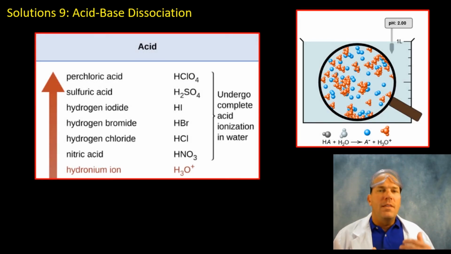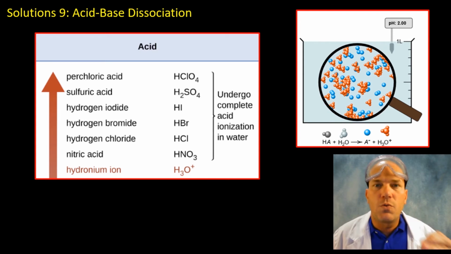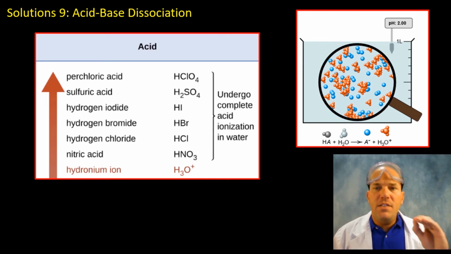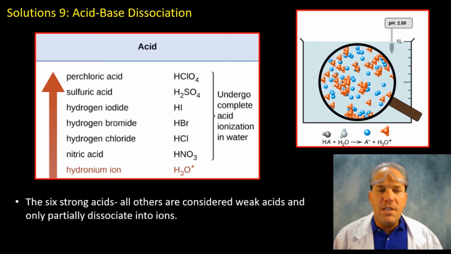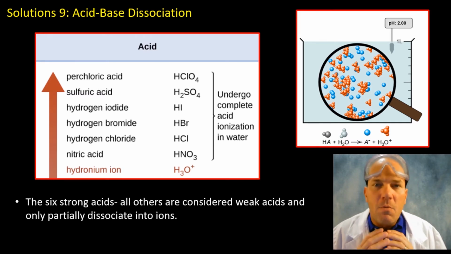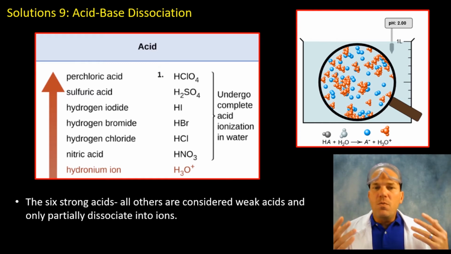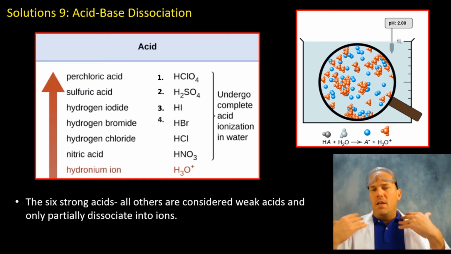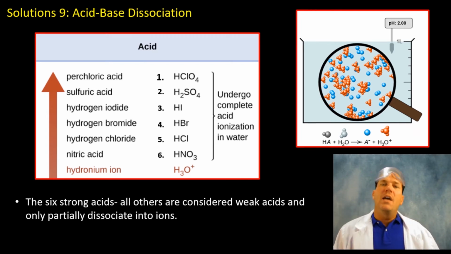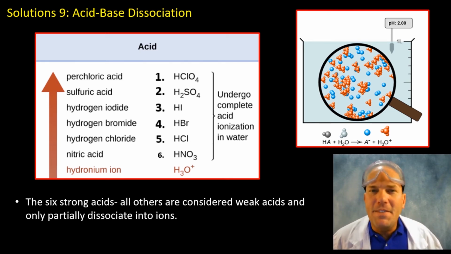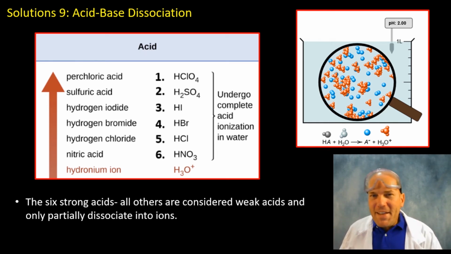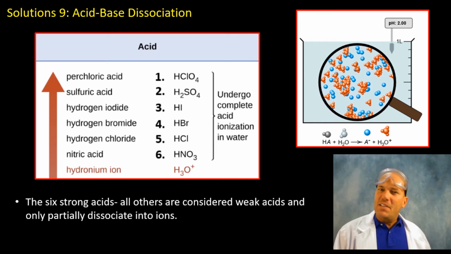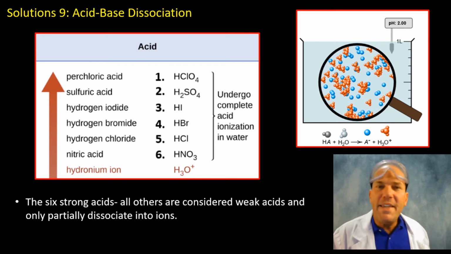So let's define the 6 strong acids. These 6 acids you will need to commit to memory. What's nice about this is if you know the 6: perchloric, sulfuric, hydroiodic, hydrobromic, hydrochloric, and nitric, then what that means is that the remaining acids are weak. So this is nice. If you can memorize these 6, then all others are considered weak acids.